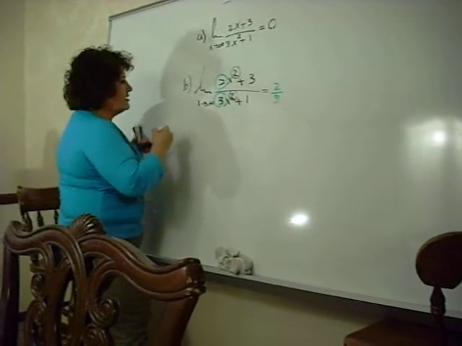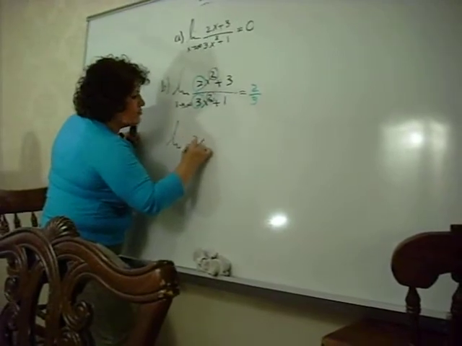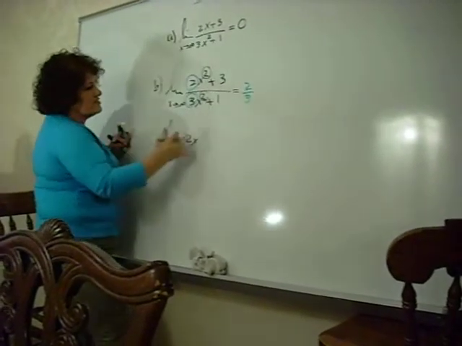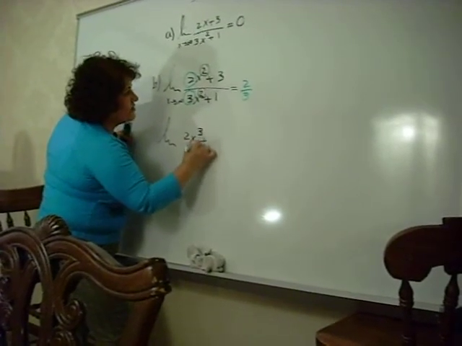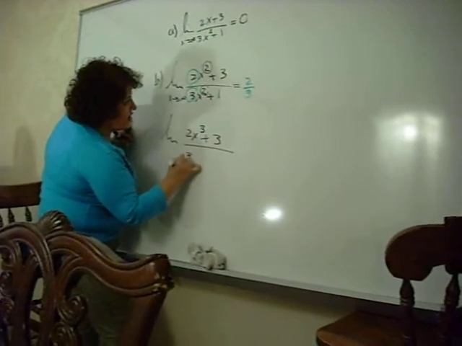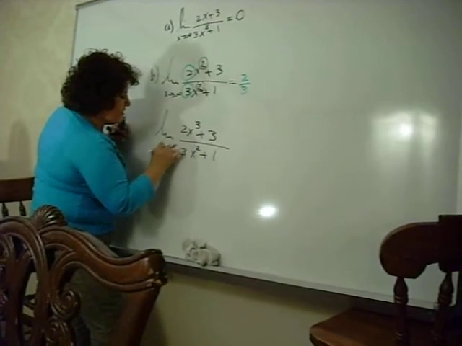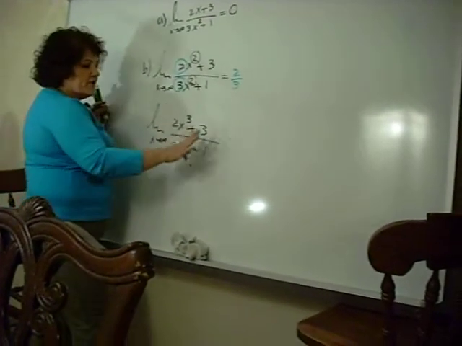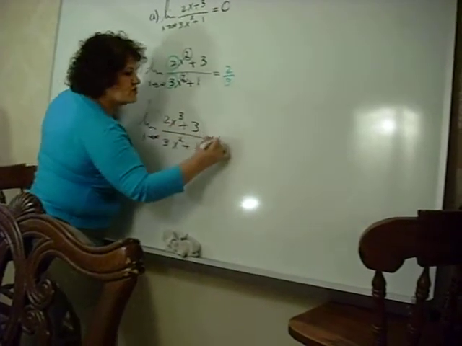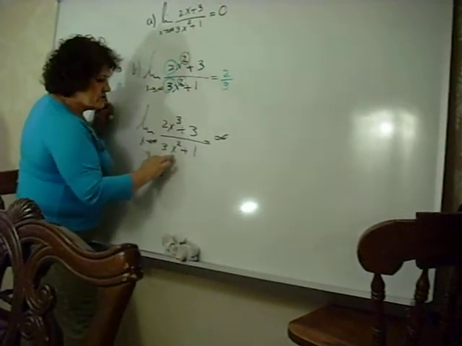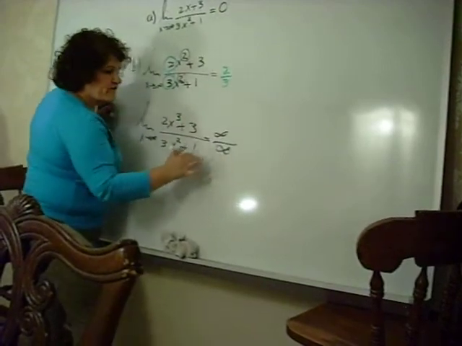The last case is what happens if the power of the numerator is bigger. Let's use the same fraction, except change the power: the limit of (2x cubed plus 3) over (3x squared plus 1) when x approaches infinity. Again, plugging in: 2 times infinity plus 3 is infinity, and 3 times infinity plus 1 is infinity. So infinity over infinity is undefined.